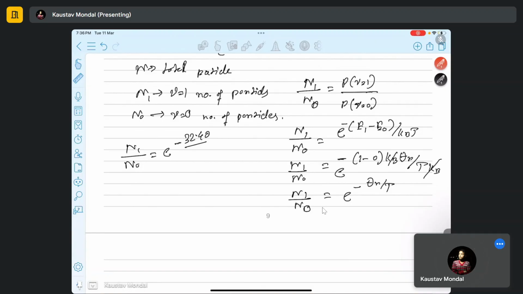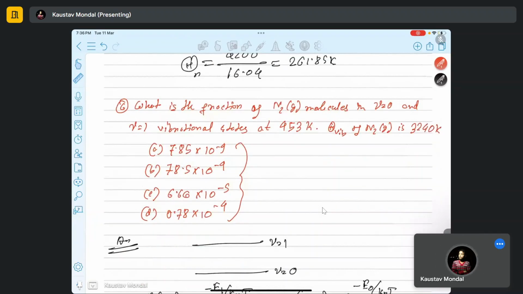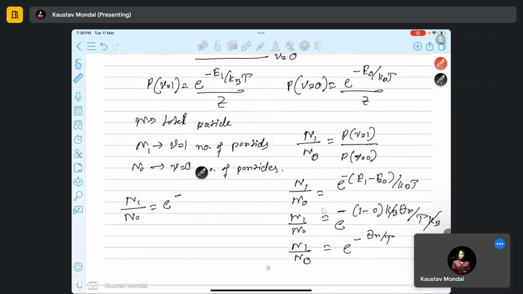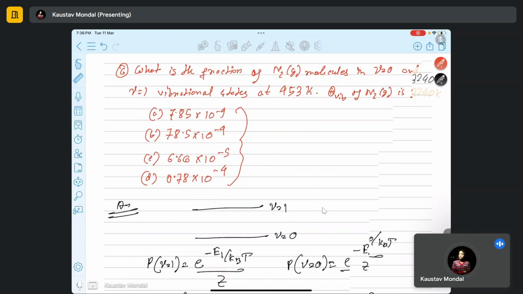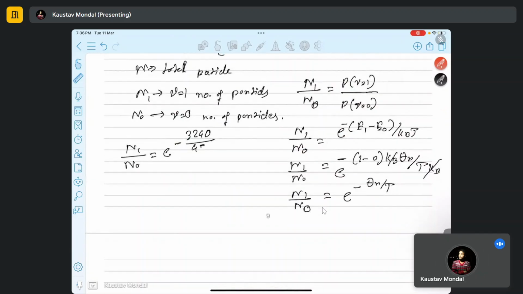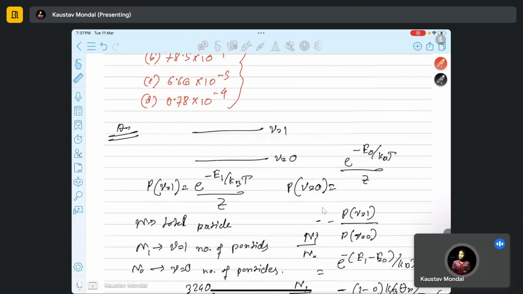3240 is nothing but the theta vibrational, and the temperature is 453. So e to the power minus 7.15, and n1 by n0 approximately gives you 7.85 into 10 to the power minus 4. So the correct answer will be this.